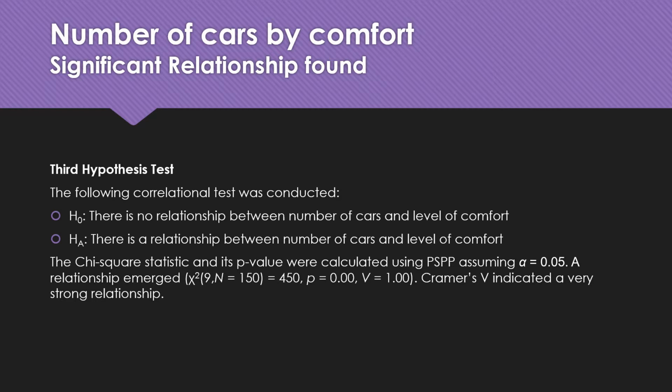The third hypothesis test is the number of cars by the level of comfort. So our null hypothesis is that there's no relationship between the number of cars and level of comfort. The alternative is that there is a relationship between the number of cars and level of comfort. Again, we used PSPP and found that the p-value is 0.00 with Cramer's V being at 1, indicating a very strong, perfectly symmetrical relationship.